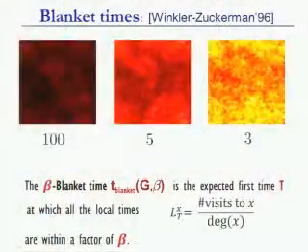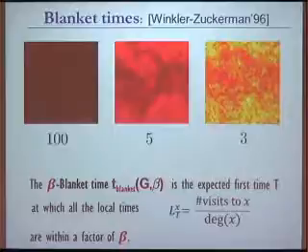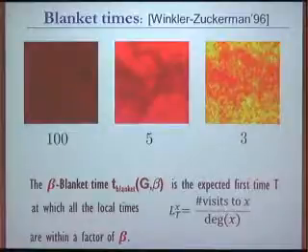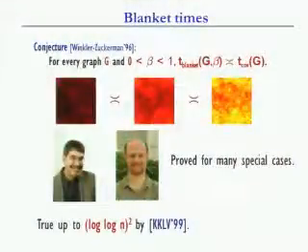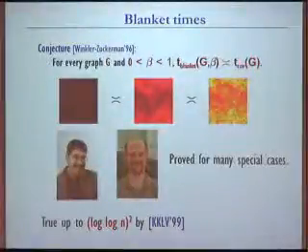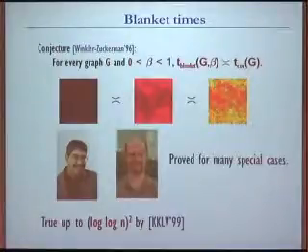The beta blanket time is the expected first time where all the local times are within a factor beta of each other. So beta is some fixed number less than 1. So you could take it to be a half. Okay, and so the conjecture of Winkler and Zuckerman is that the blanket time is actually equivalent to the cover time. So the constants in this equivalence will depend on beta, but once you fix beta, then you only have to wait a constant multiple of the cover time for things to even out, which is maybe a little surprising.